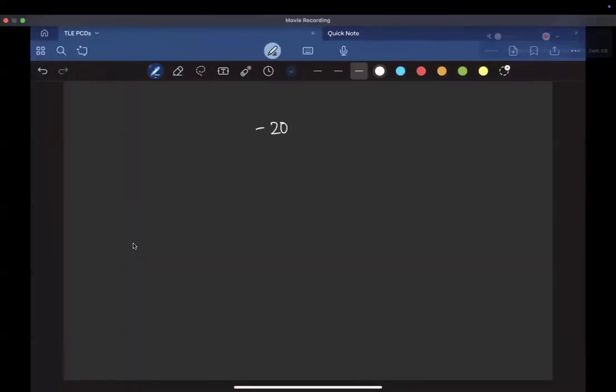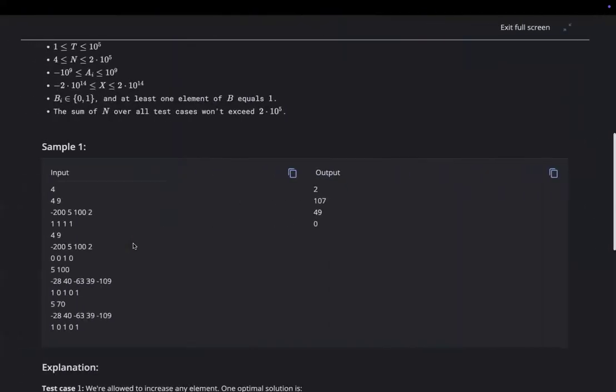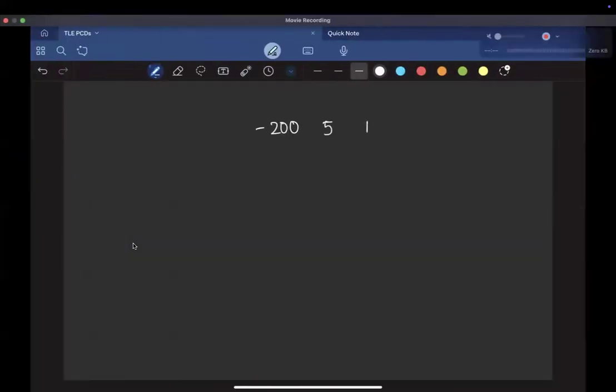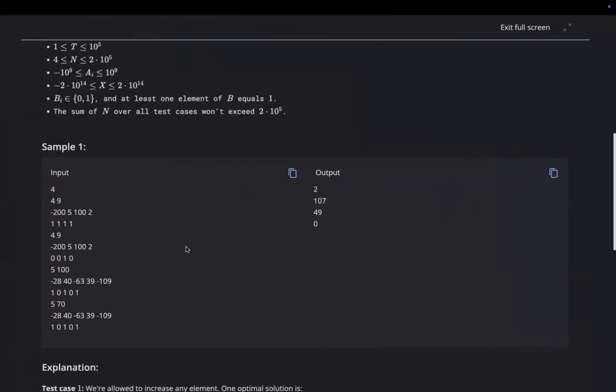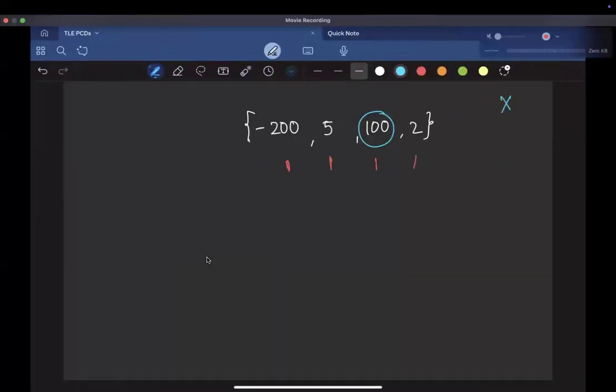So we have elements -200, 500, and 2. And the Boolean array is 1, 1, 1, 1, 1, 1 for everyone. So now, I think the thing that came up in my mind initially was I just wanted to choose this guy and x, what is the value of x here? Okay, x is 9. X is 9 here.